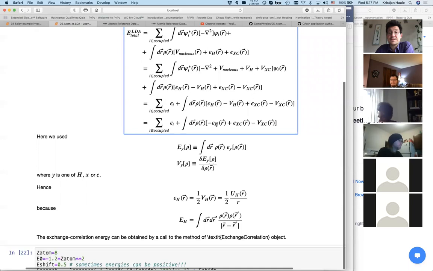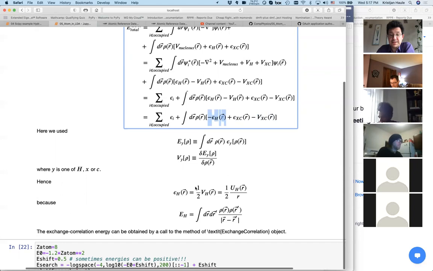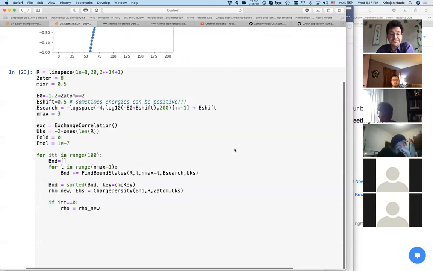Okay, so we need E exchange correlation minus V exchange correlation. So energy density minus potential. And then we multiply with rho and integrate over 3D. And then we also need the Hartree part. Okay, so that's what we're going to implement. And notice that this E Hartree is actually one half of V Hartree, isn't it? So I could write here instead of minus E Hartree, one half of V Hartree. Okay, so that's what we're going to implement.